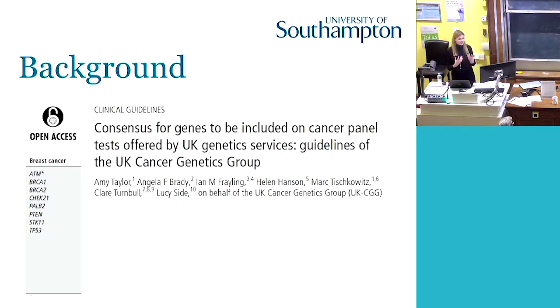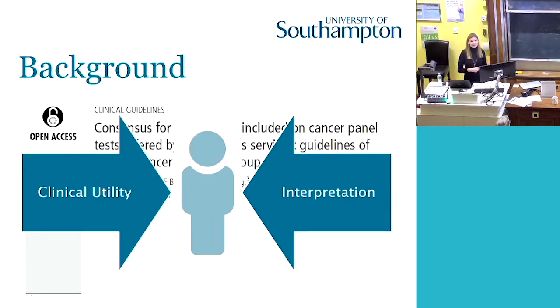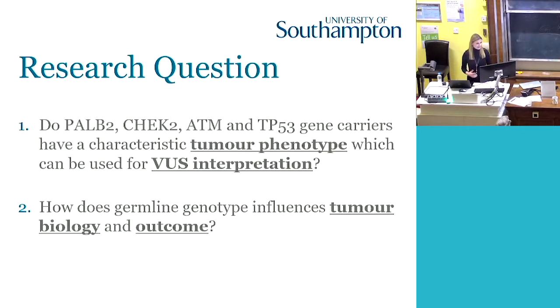So, I think what I've shown there is that for well understood genes like BRCA1 and BRCA2, we've got good clinical utility and we've got increasing evidence to help with interpretation. But as we're moving towards more broad-based testing of genes that we understand less well, those questions about what is the clinical utility and how do we interpret it correctly still prevail, with the patient at the centre of that. And that leads onto the research question for my project, which has been, do PALB2, CHEK2, ATM and TP53 gene carriers develop tumours that have a characteristic phenotype which can help with variant interpretation? And actually, how does germline genotype influence tumour biology and also patient outcome?